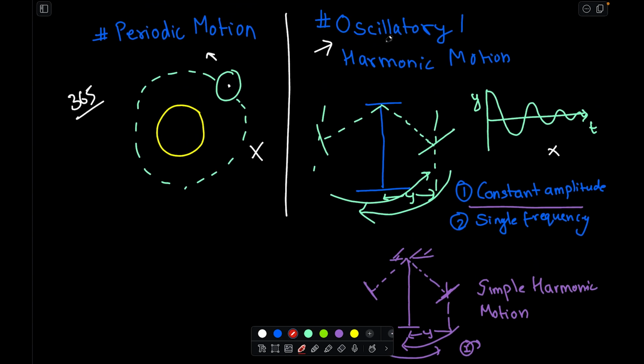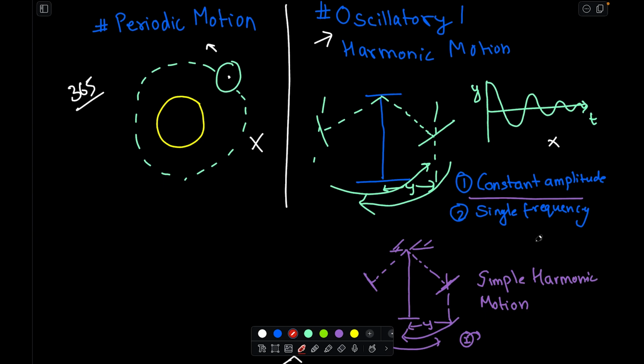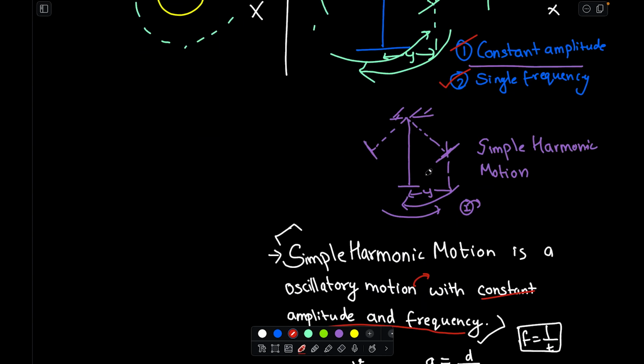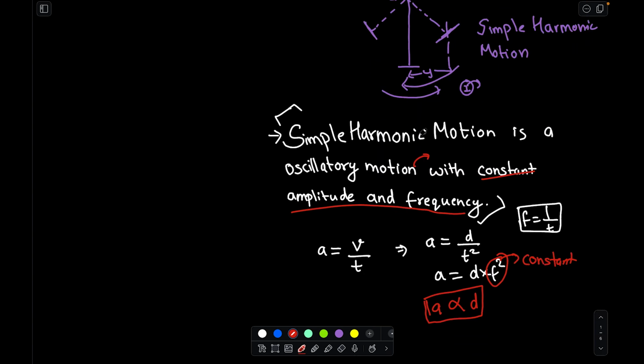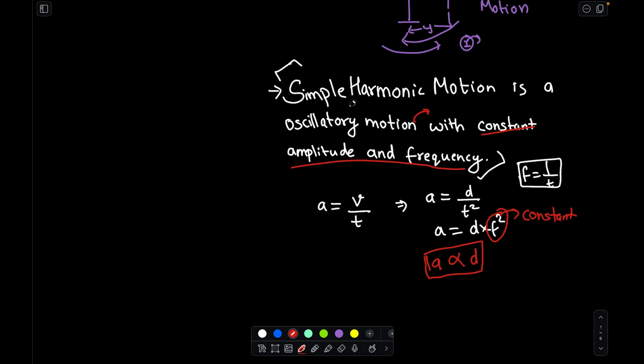Now for an oscillatory motion to be simple harmonic, there should be two conditions. One is it should have constant amplitude, and the other is it should have single frequency. For a body to have constant amplitude means it should travel the same displacement over the same period of time. And single frequency means how many oscillations it does in 1 second, which should remain constant for a body to be simple harmonic. And we wrote down the definition, and that's basically it. That is our simple harmonic motion.